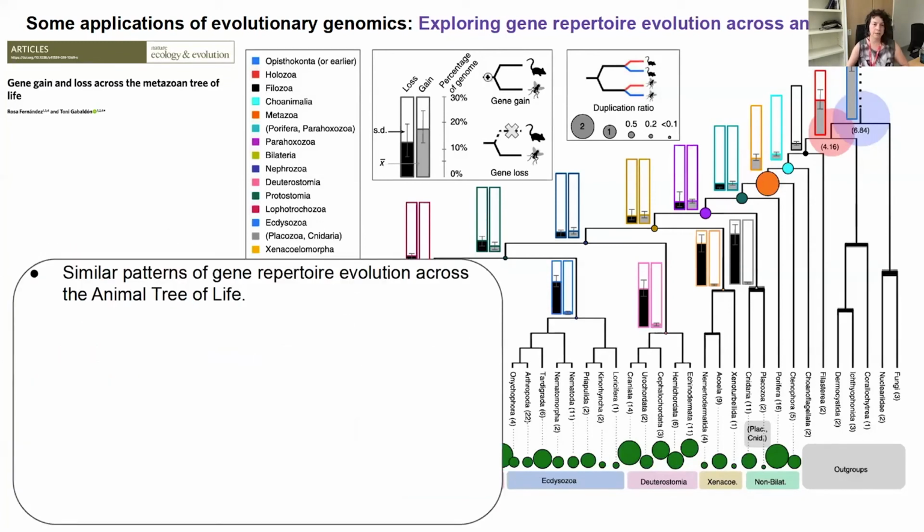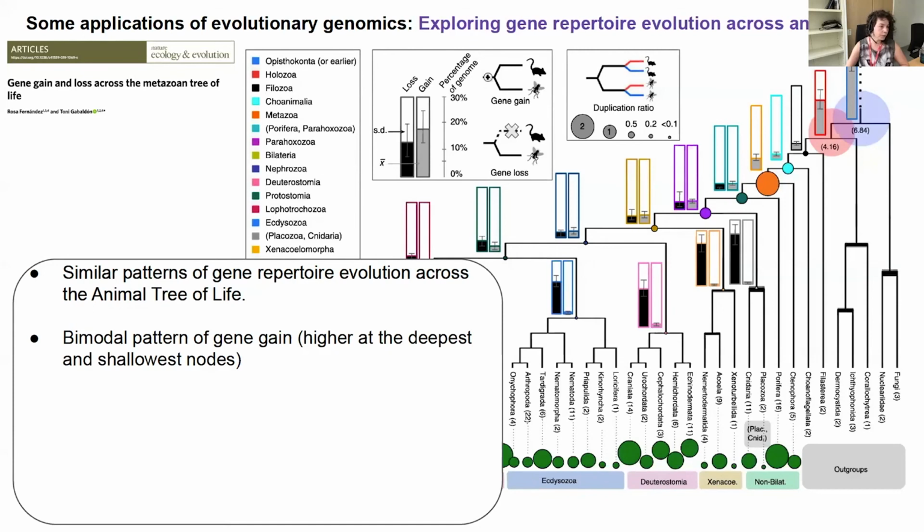What we found is that pretty much all the phyla had similar patterns of gene gain and loss. We found a bimodal pattern of gene gain. We found that most of the genes were already older than the origin of animals. This is where animals originated. These are the outgroups: we have fungi, we have choanoflagellates and their closest relatives. And what we found is that most genes already existed.